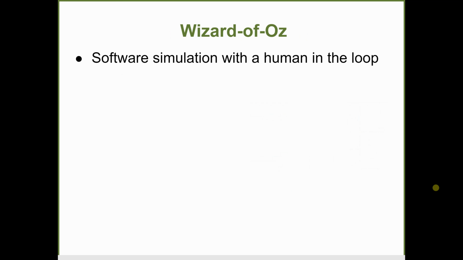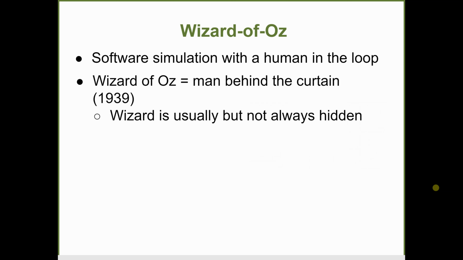A Wizard of Oz prototype is a high fidelity prototype that uses a human in the backend, but the front end is an actual computer system instead of a paper mockup. The term Wizard of Oz comes from the movie of the same name, in which the wizard was a man behind a curtain, controlling a massive and impressive display. This is what the previous video was about.